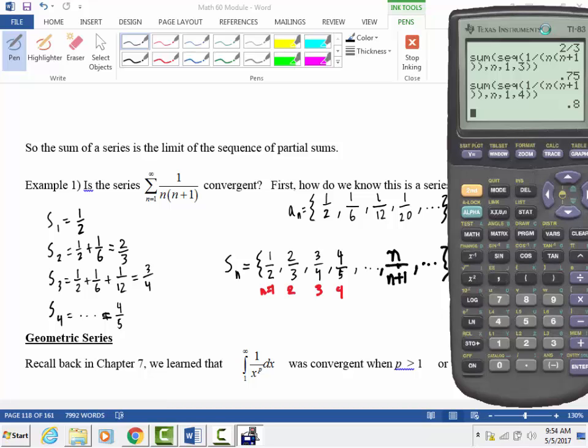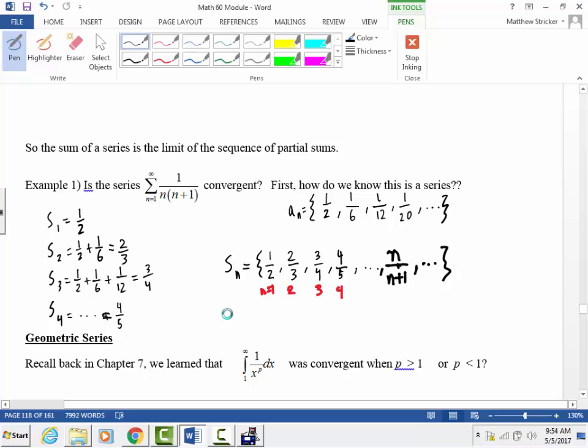Just take the limit, yeah. This is a sequence. We can tell if a sequence converges by taking its limit as n approaches infinity. If we get a number, it converges. If we get infinity or it doesn't exist, then it diverges. So that's it. Take the limit.